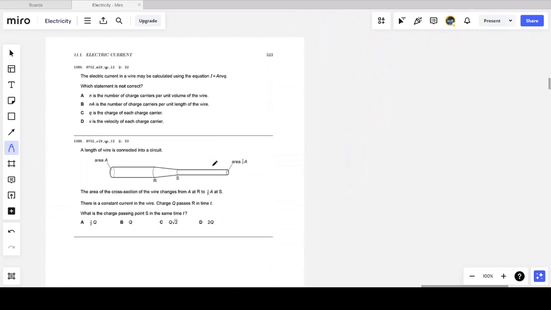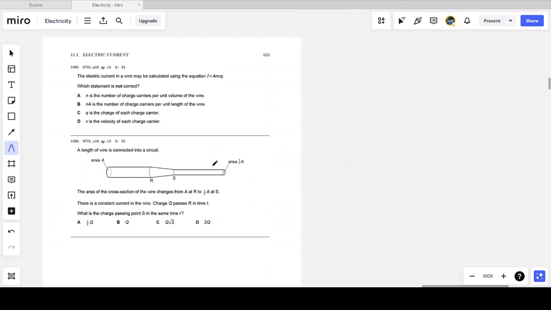The next question is 1085. It's from the March 2019 exam. It's question paper 1, variant 2, and question 32 from the paper. We're told that the electric current in a wire may be calculated using the equation I is equal to nAvQ. At least they give us the equation this time. We want to know which statement is not correct.